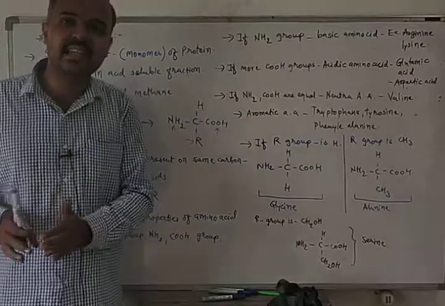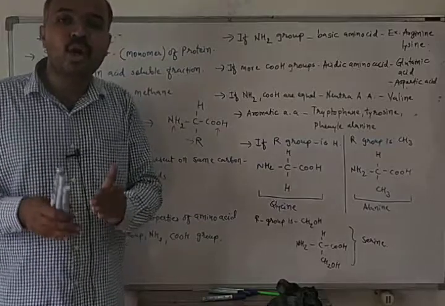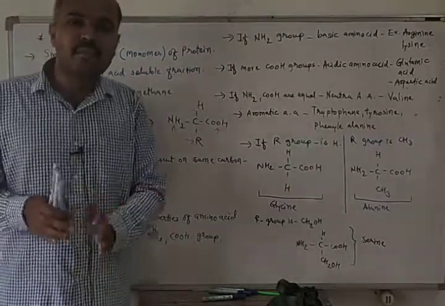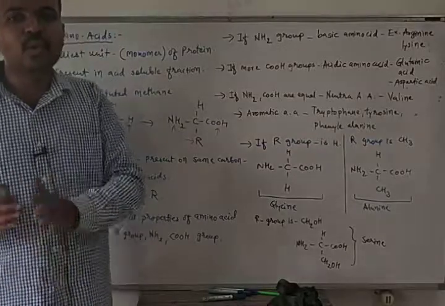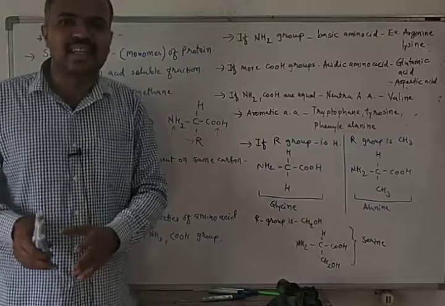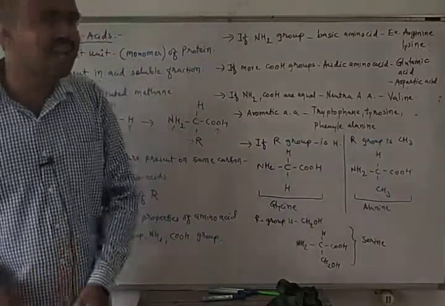Arginine and lysine are basic amino acids, and they have more amino groups in comparison to carboxyl groups. More amino groups are there compared to carboxyl groups, and that's why this amino acid is known as a basic amino acid. An example of a basic amino acid is arginine and lysine.